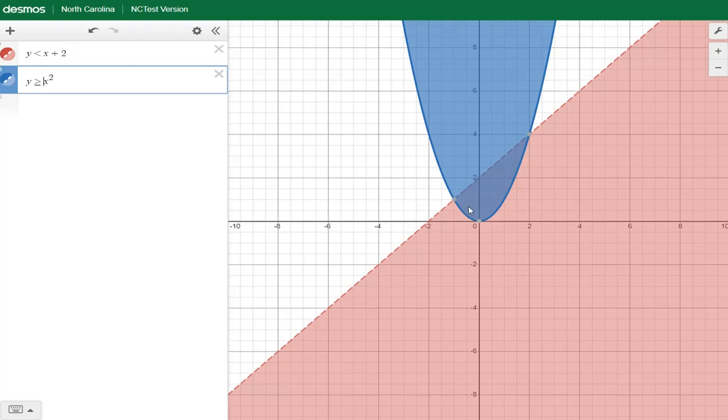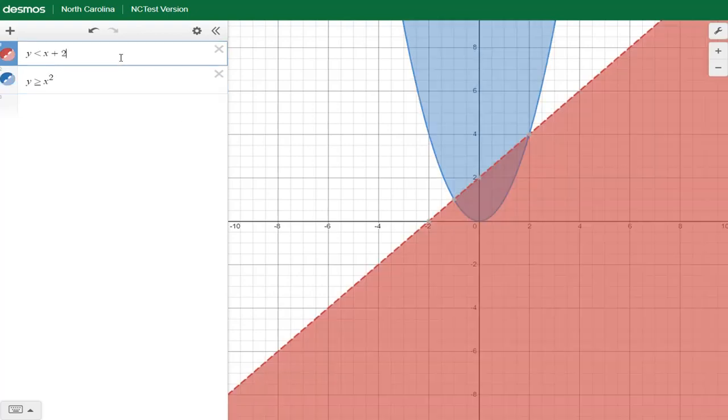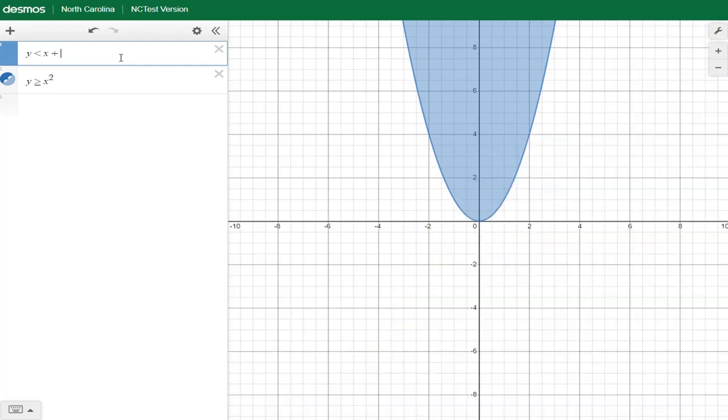So now all we're going to do is find our solution, and it's going to be this area right here. It's the area that's shaded by both of them. It's the darker shaded area. And that's all there really is to it. So once you go ahead and try number 2, pause it, and then start back up again when you're ready.